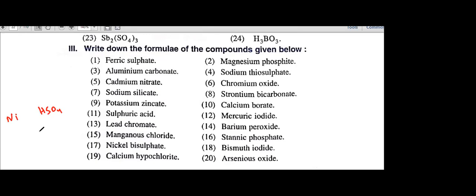Okay. Right. And now, what is the valency of nickel? 2. And what's the valency of bisulfate? 1. Right? Very good. So cross multiply. So we will get Ni. Now, we should use brackets because HSO4 has multiple atoms. So it will be Ni(HSO4) whole twice. So this is nickel bisulfate.